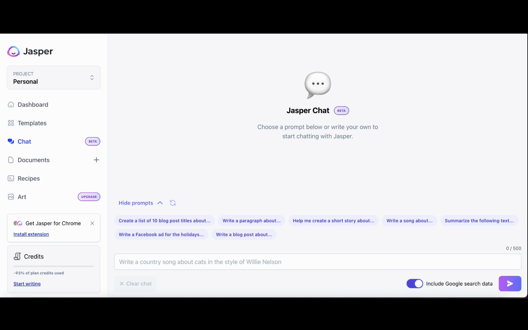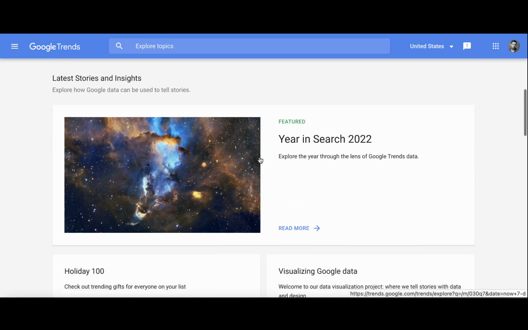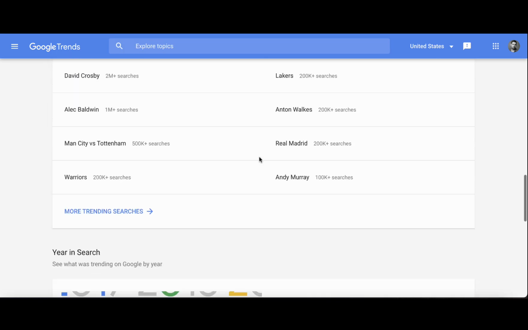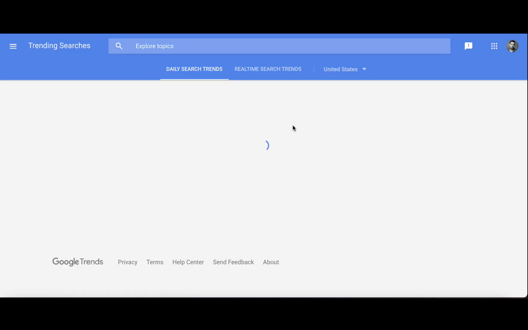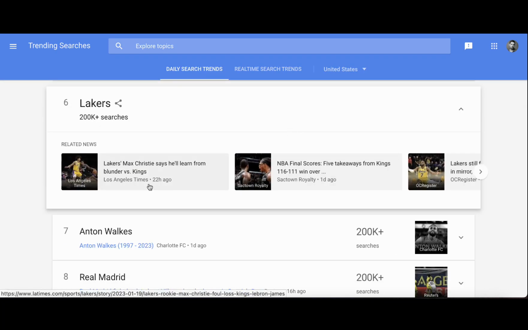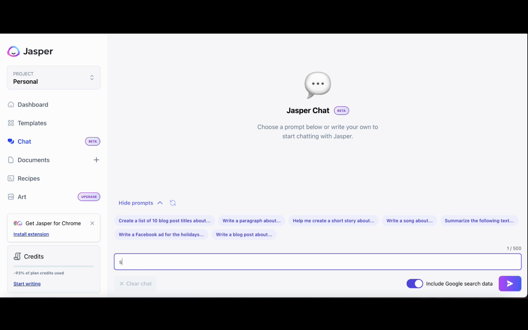It doesn't really impact the results. So let's first try to fetch something very recent. Let's go to Google Trends, and it seems like we've had a Lakers game. Okay, Kings versus Lakers one day ago, and it was a 116/111 win. So let's just ask Jasper the score. What was the score of Lakers versus Kings?